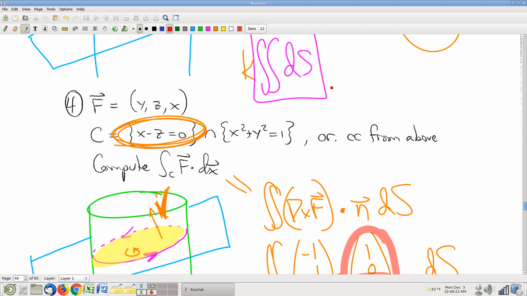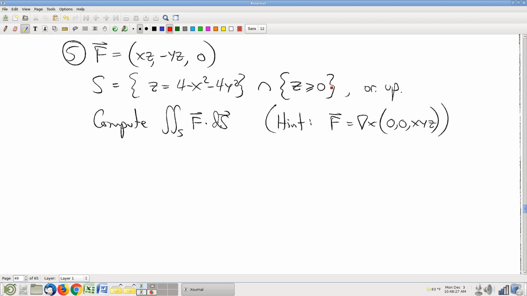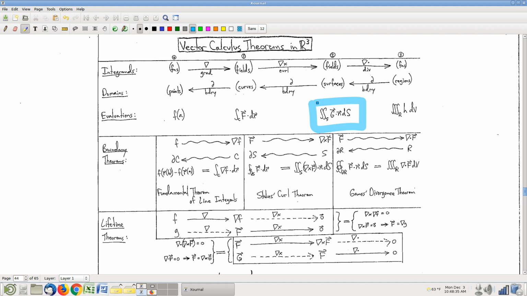Okay, here's another example. Now we're moving on to computing fluxes. Let's go to the diagram. Here's our R3 diagram. We've been asked to compute a flux. That means that the vector field I'm given, I'm going to need to compute the divergence of it. Right?